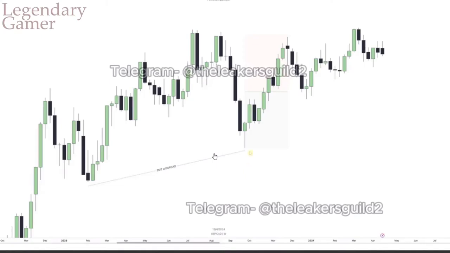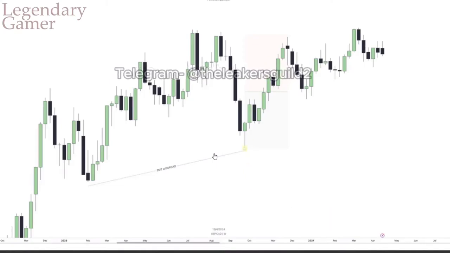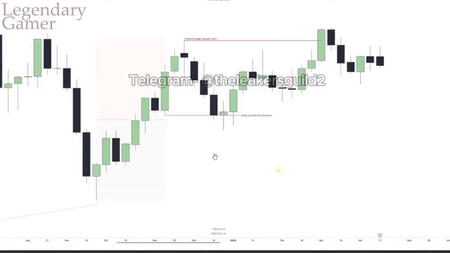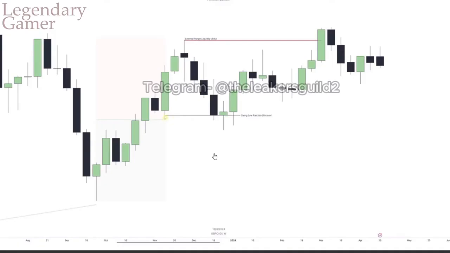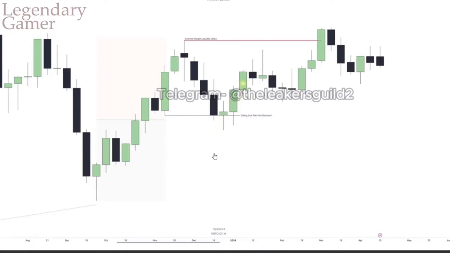Now after that SMT has formed, we're going to be looking again for premium and discount. Step number one, right? You can see this low until this high is our current dealing range, and we want to be a buyer once price hits discount. So zooming in a little bit over here, right? Once price comes back into discount, we also run a swing low, which is here, right down here, run that low, and then it starts to trade up higher again. We've got that external range liquidity up here.